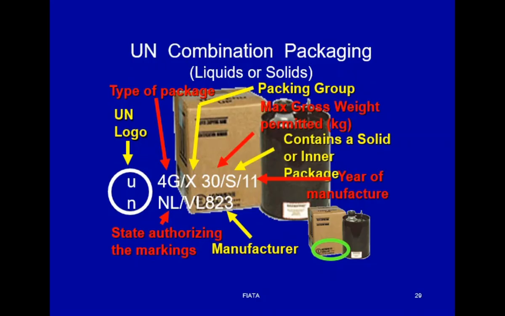A typical United Nations combination package will look like what is stated here. Here you see the different markings on it, and it's a combination package because it's a package that has single packagings packed together in a second package, and this is what a combination package would look like.